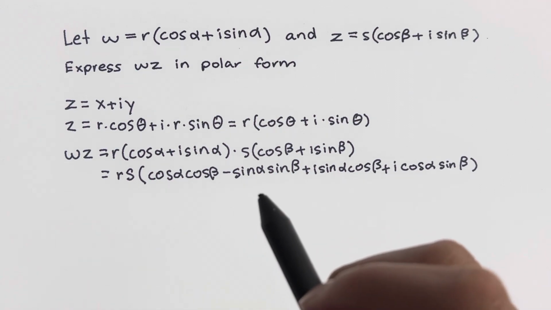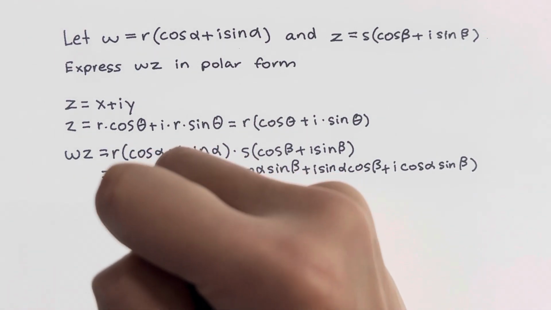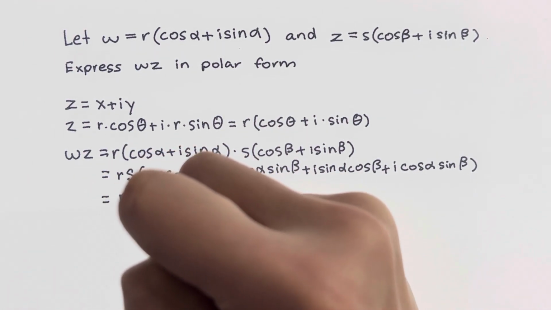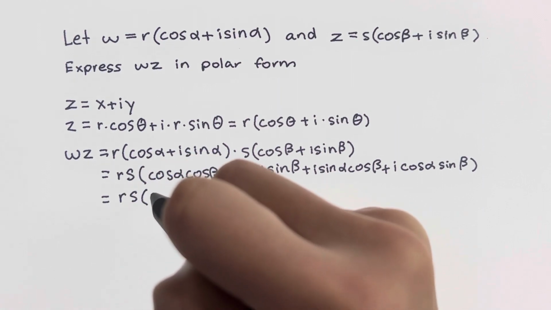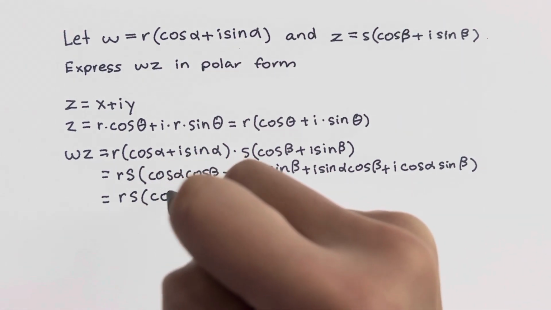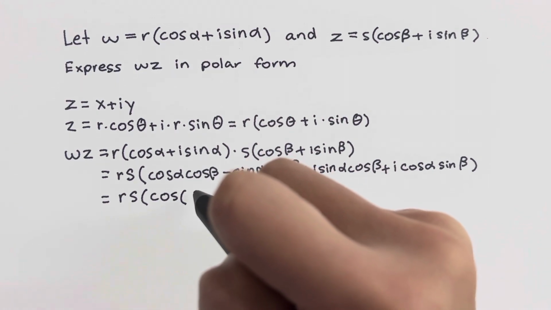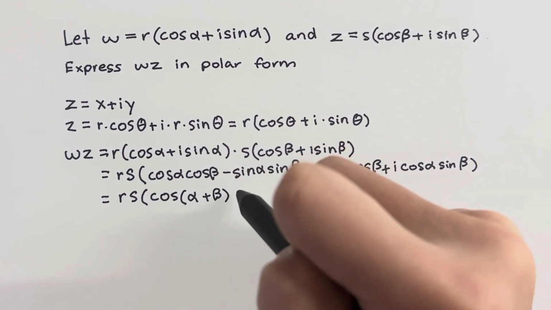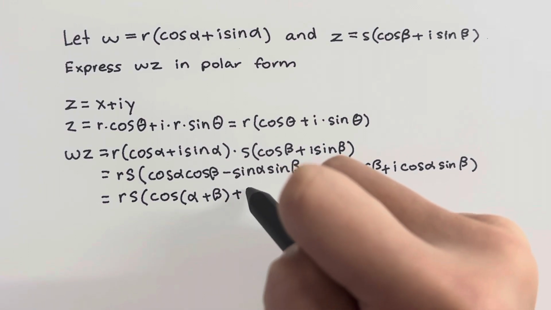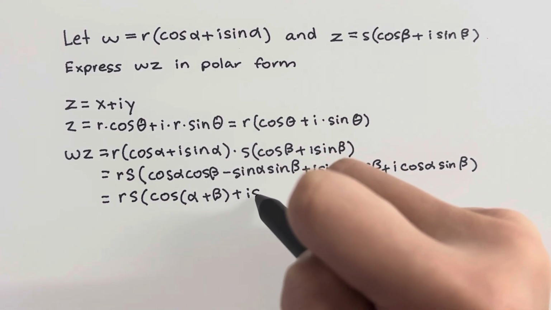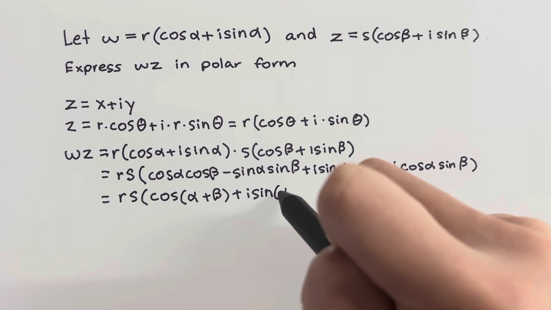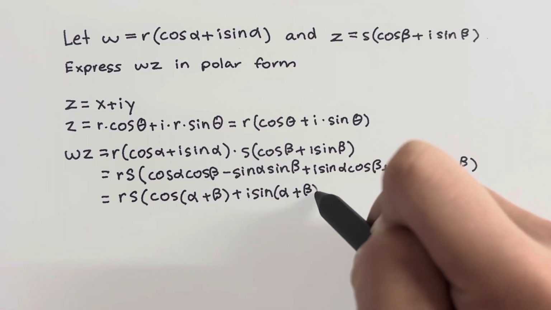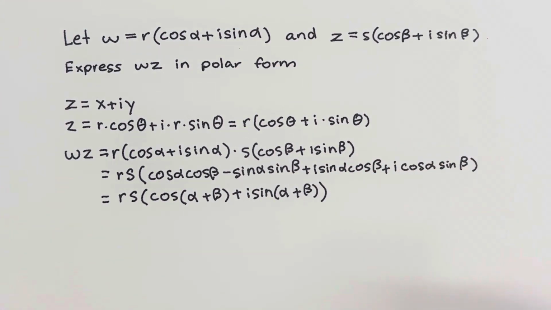Then, after simplification, this equals r times s times cosine of alpha plus beta plus i times sine of alpha plus beta. And that is how you express w times z in polar form.